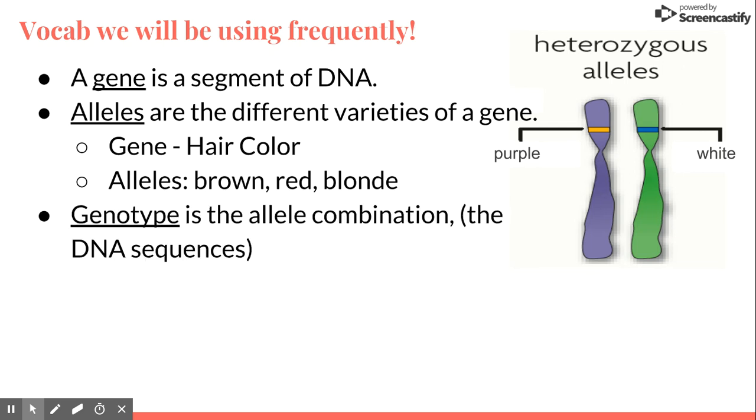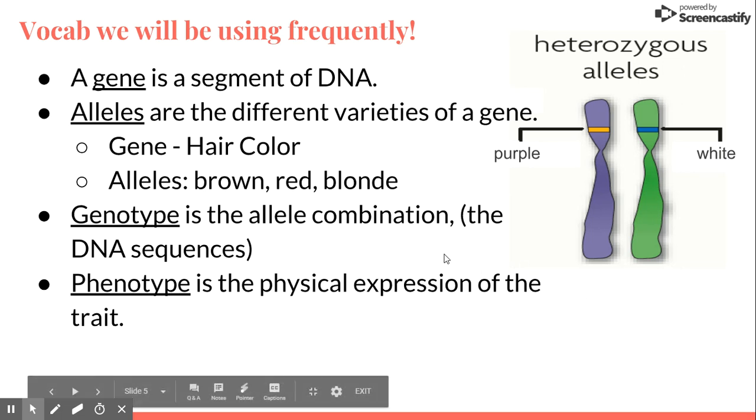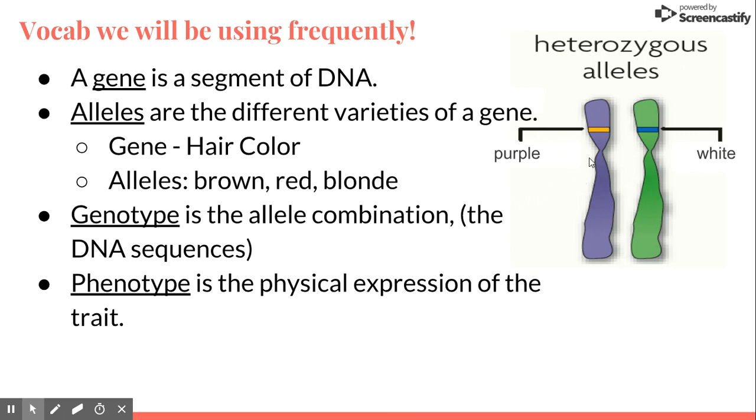Then you have genotype, which is the allele combination. Here, this flower has the purple allele and the white allele, so its allele combination has both the dominant and recessive allele. The phenotype is the physical expression of the trait, so it's what we actually see in the flower. Even though we have both alleles, the flower is going to be purple because purple is the dominant color for flower color in peas.